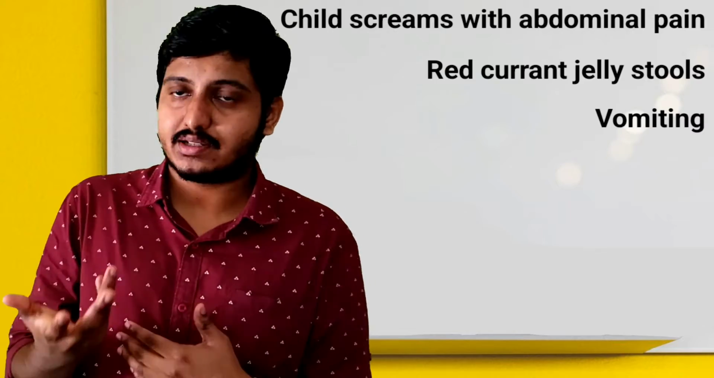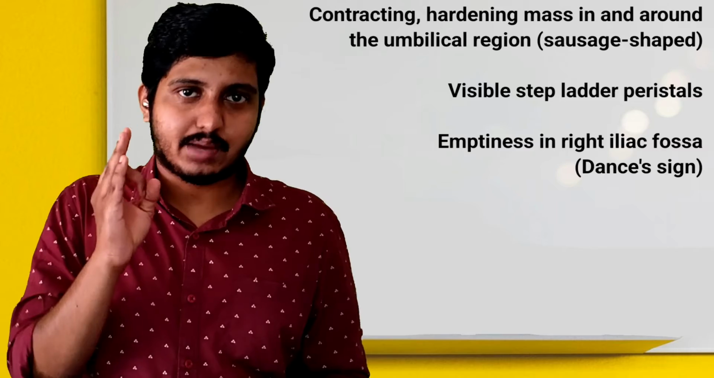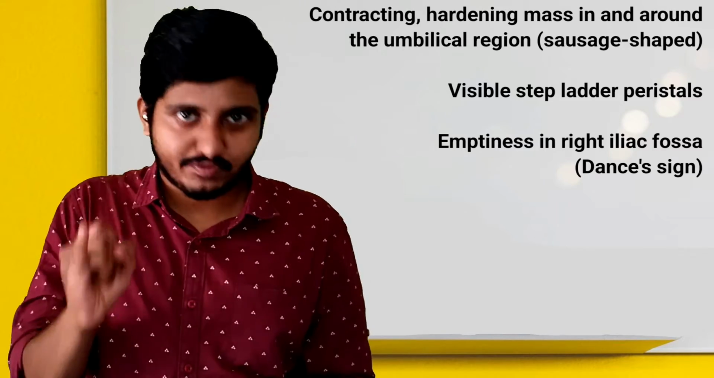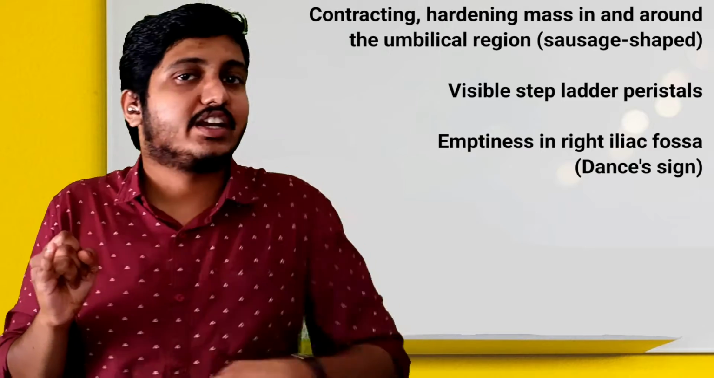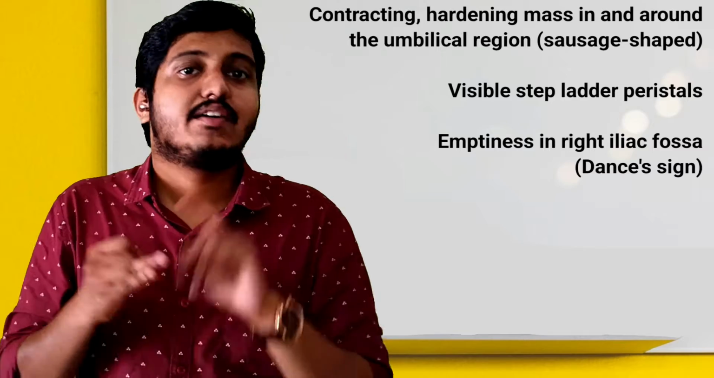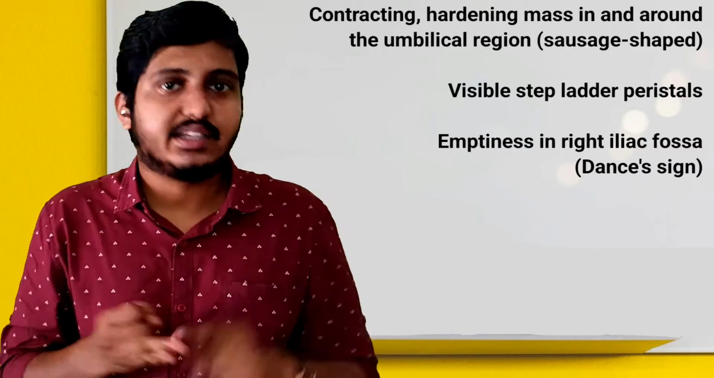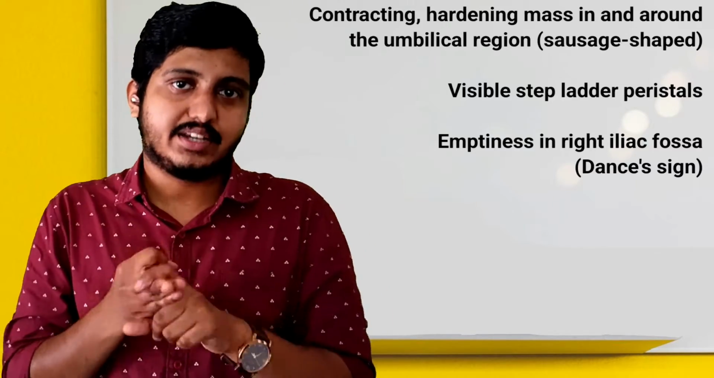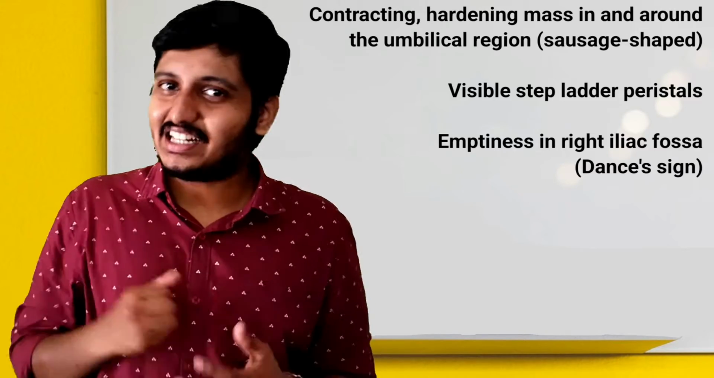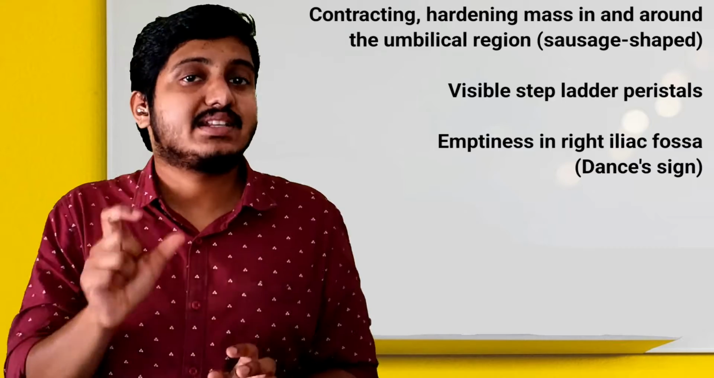Now let's see what the signs are, what the clinical findings are. There are three major examination findings. First, a sausage-shaped hard mass can be felt in or around the umbilicus. Another is visible step-ladder peristalsis in the abdomen. And the third major clinical finding is emptiness in the right iliac fossa, which is also called Dance's sign.